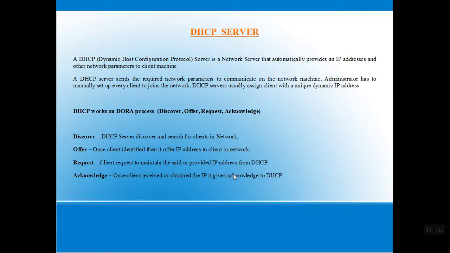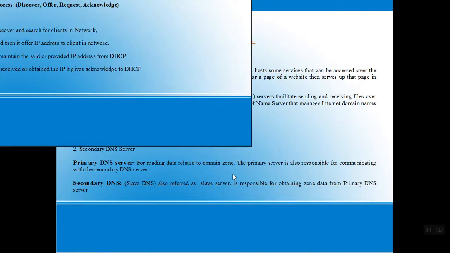So what is discovery? Discovery is just the server going and looking for any client machine in our network. Once it finds that client machine, the offer comes in. It offers an IP address to that client: hey, do you need this IP address? Once the client needs that IP address, the client requests it from DHCP: yes, I am ready to use this IP address, so please allow me this IP address. After the request is sent from the client, the client gives the acknowledgement: okay, I got the IP address. So all these processes go with DHCP as the DORA process.